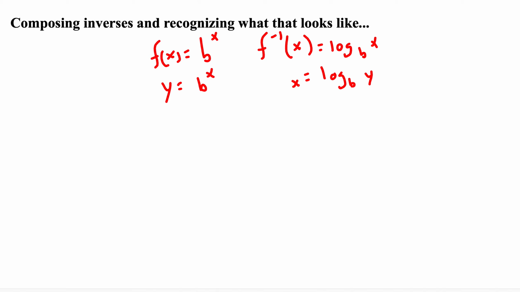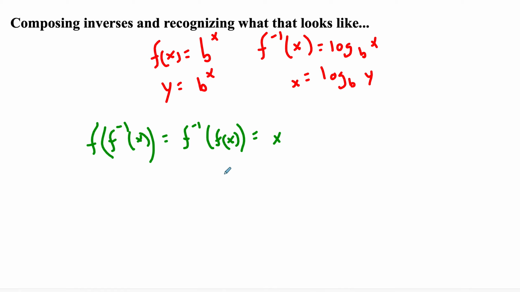In recognizing that they're inverses, you're going to see things where they compose the inverses, that is, they take, say, f of f inverse of x, or they take f inverse of f of x, and what happens is you should just get the independent variable back. That is, they cancel each other out. Simple in concept, it looks tricky though. So there's basically two different ways that this is going to look.